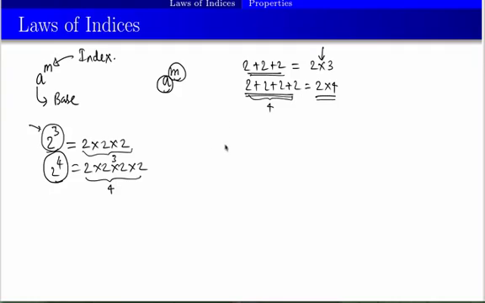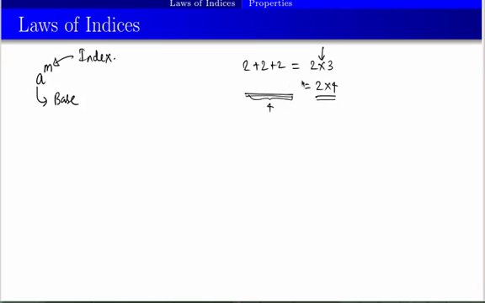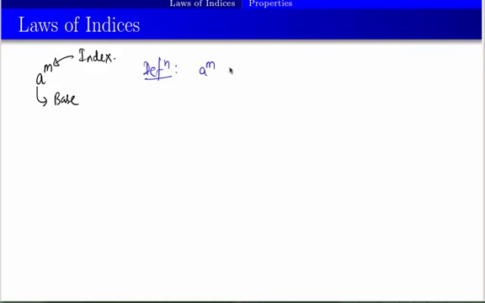So if I say a raised to m, let us take this as a definition for our discussion. So what is our definition? The definition of an index is: a raised to m is defined as a into a into a into and so on, m times. So if you have this, you can write that. If you have this, you can write this. Let us take this definition and try to derive some properties.